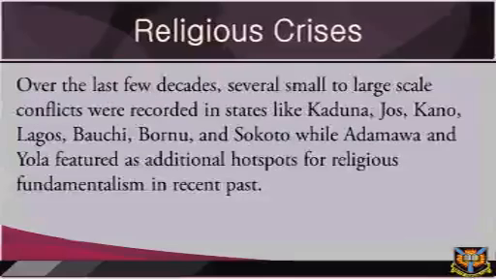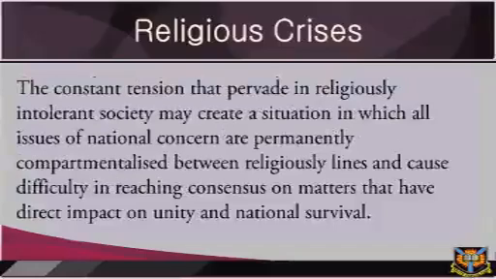Over the last few decades, several small to large-scale conflicts were recorded in states like Kaduna, Jos, Kano, Lagos, Bauchi, Borno, and Sokoto, while Adamawa and Yola featured as additional hotspots for religious fundamentalism in the recent past. In all of these places, adherents of Islam and Christianity fought over issues that sometimes have an ethno-linguistic undertone, even though both religions prohibit unlawful killings and encourage tolerance and peaceful coexistence. It has been argued that the crisis being experienced in the religious sphere was due in part to issues of land rights, social justice, poverty, unemployment, and so on.